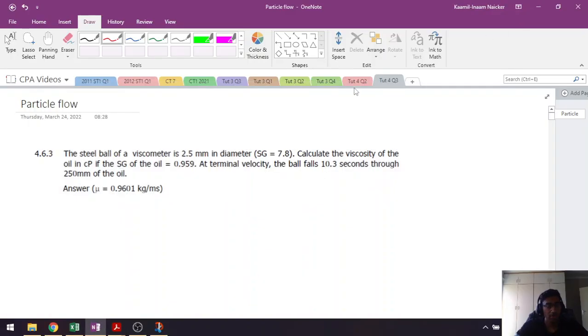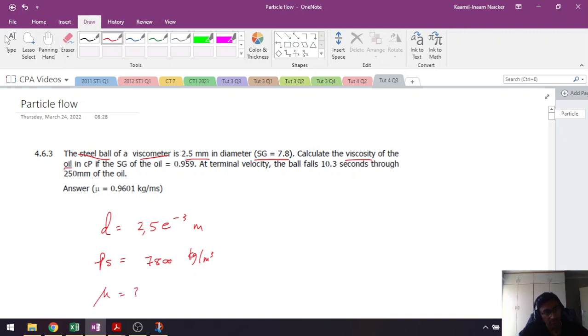Alright, so now let's have a look at tutorial 4, question 3. They say to you the steel ball in a viscometer is 2.5 millimeters in diameter. So the diameter is equal to 2.5 e minus 3 meters. And the specific gravity of the ball, so that's the density of the solid, is equal to 7,800 kilograms per cubic meter. They tell you to calculate the viscosity of the oil.